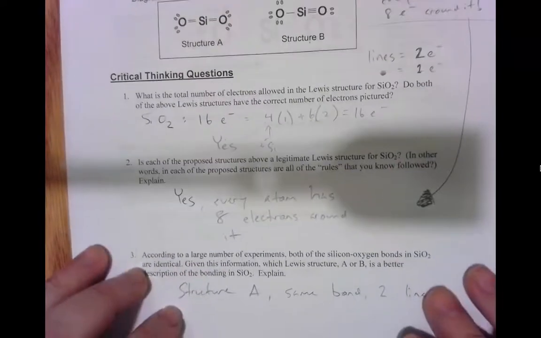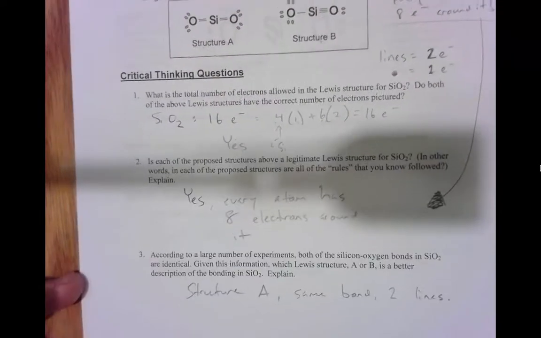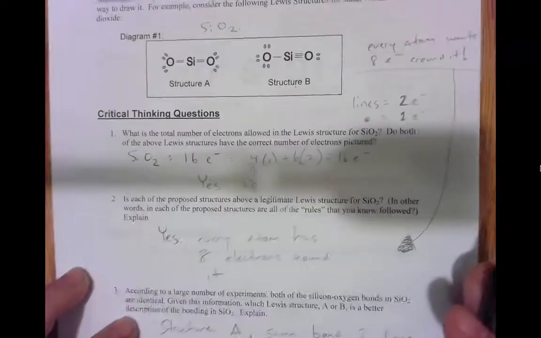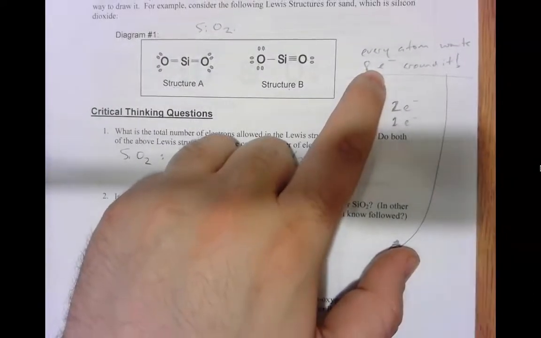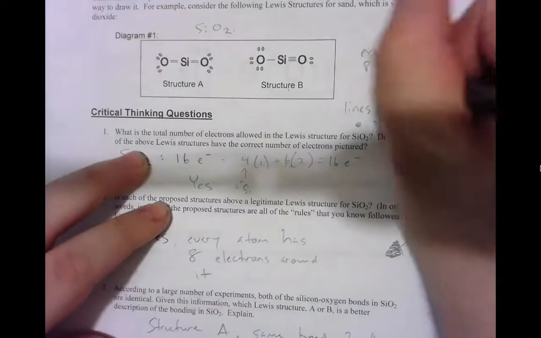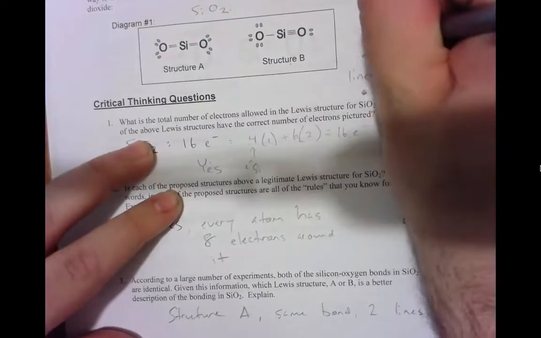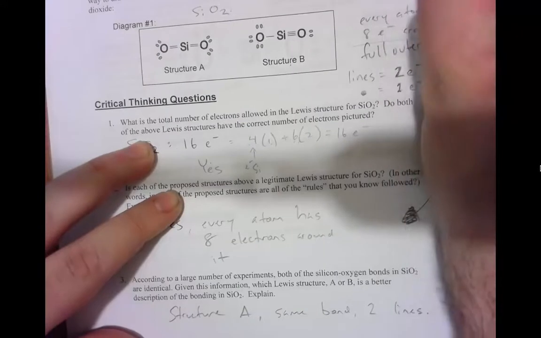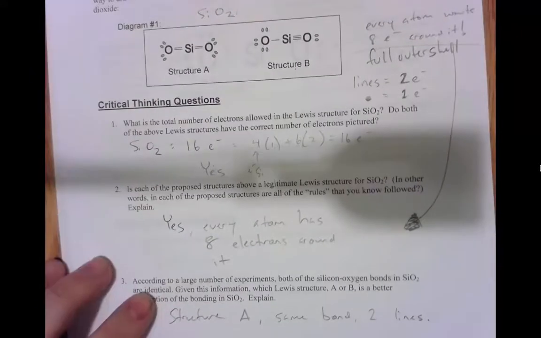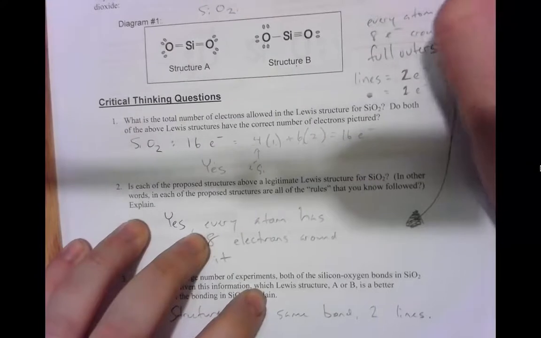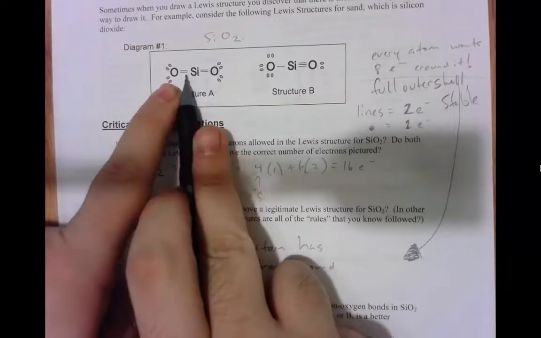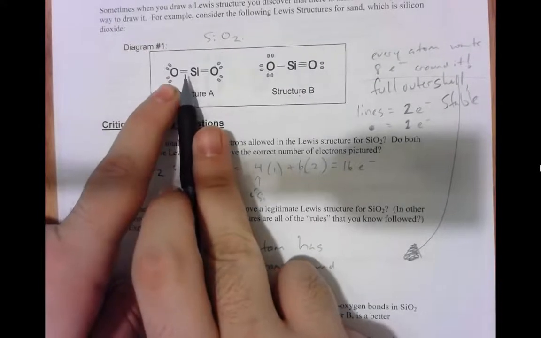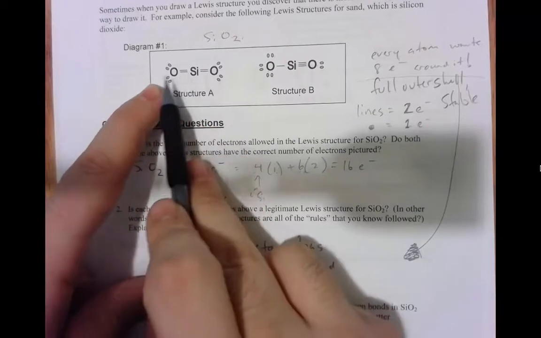Next, in question 2, we need to double check and make sure that it follows our rules. So remember, the main rule that we need to follow is every atom wants to have 8 electrons around it. This gives it a full outer shell, which makes it stable. So we need to double check and make sure that every atom in the structure has 8 valence electrons around it. So we start with the oxygen on the left.